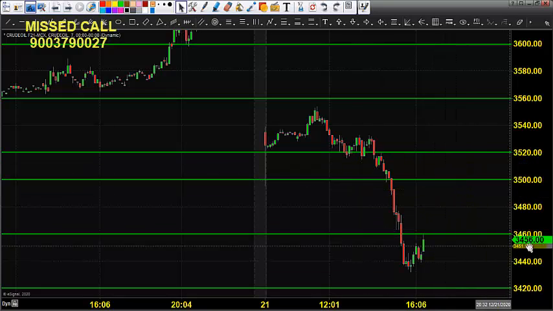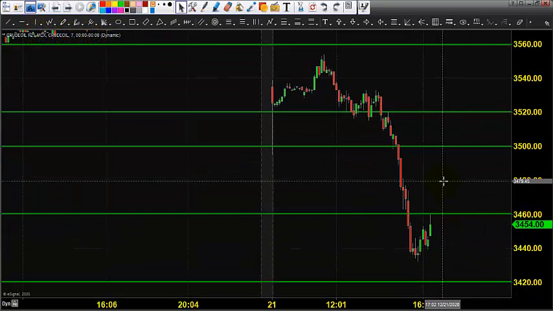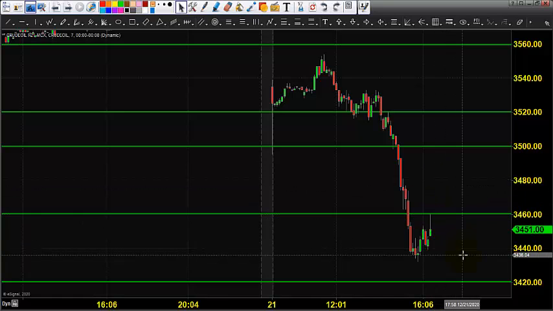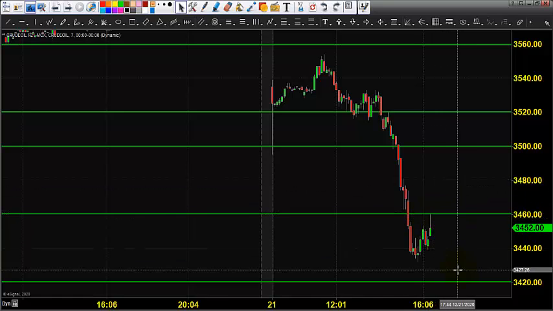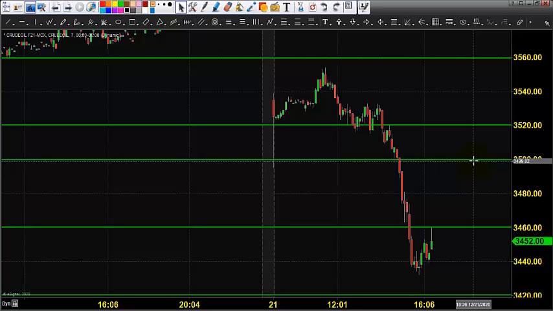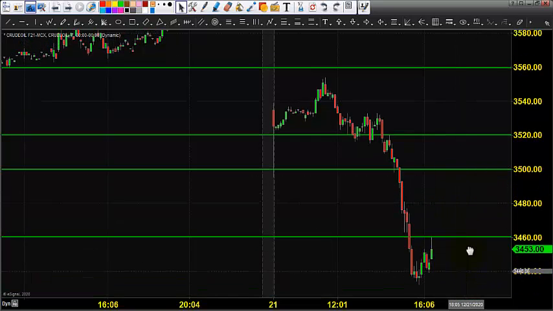For example, you can go and sell at 3460 by placing a stop at 3480, a 20 point stop, with a 20 point target or 15 point target, expecting the price to come down. So that is one type of trading. Or you can wait for the price to go and hit 3500, then place some 20 point stop and 20 point target or 15 point target. You will have the probability on your side. So that is one way of trading in crude oil.